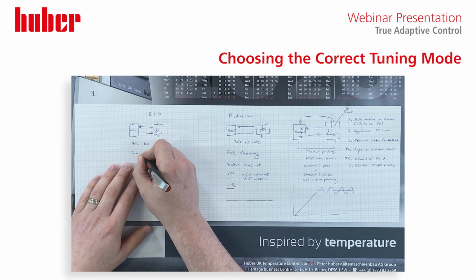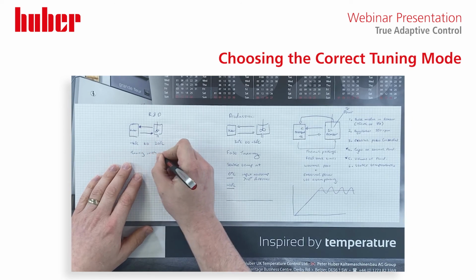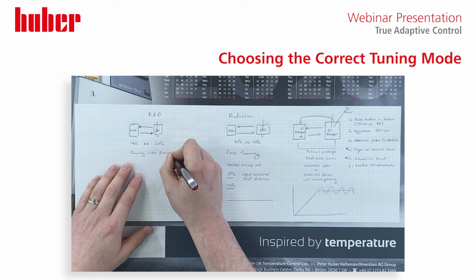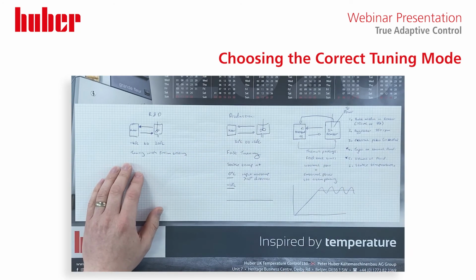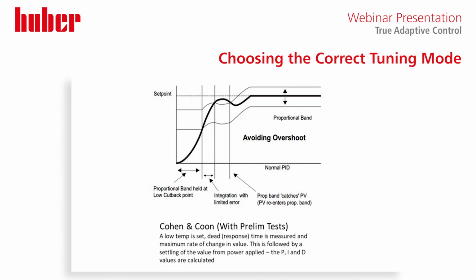tuning with prelim testing, and this would fall under the Cohen-Coon kind of testing. This graph does look a bit overbearing, but it's not to worry about.